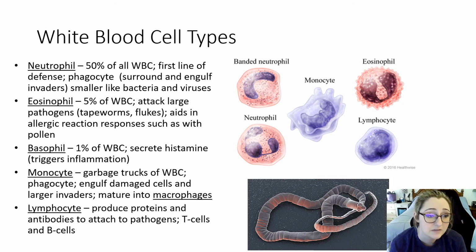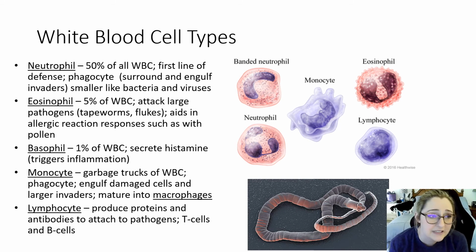Monocytes are going to be very large white blood cells, and I like to think of them kind of as the garbage trucks of the formed elements world. They use phagocytosis. They're going to engulf damaged cells and larger invaders. They are very mature macrophages, which macrophages are another type of white blood cell, but let's just say monocytes and call it a day.